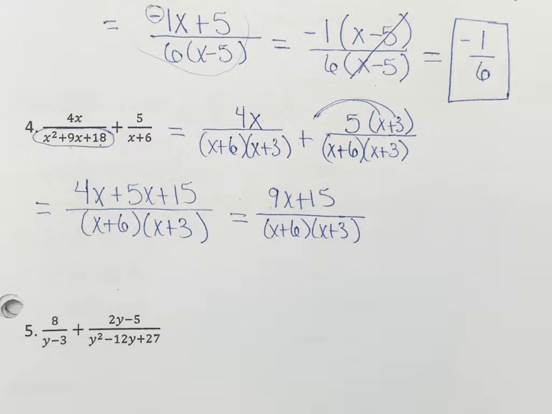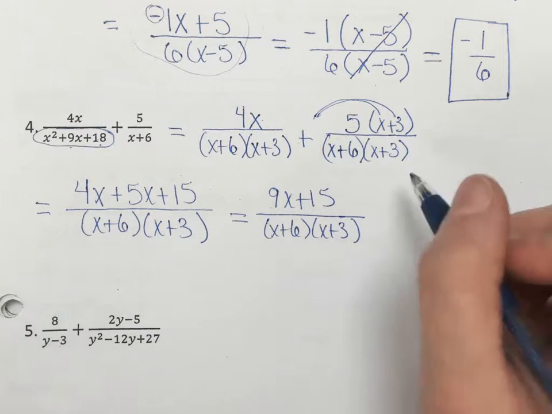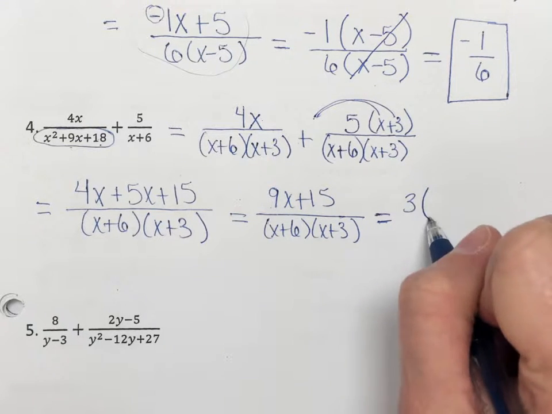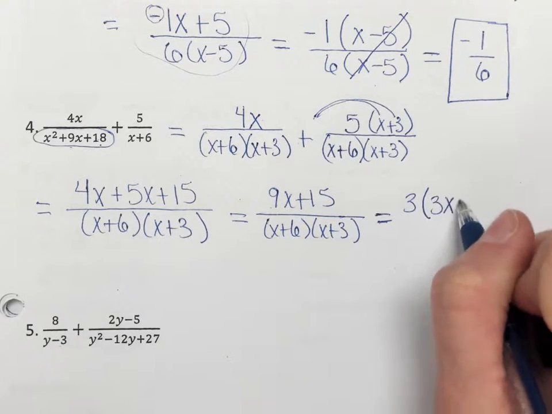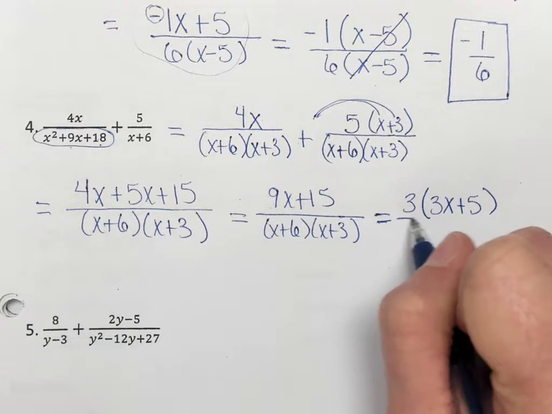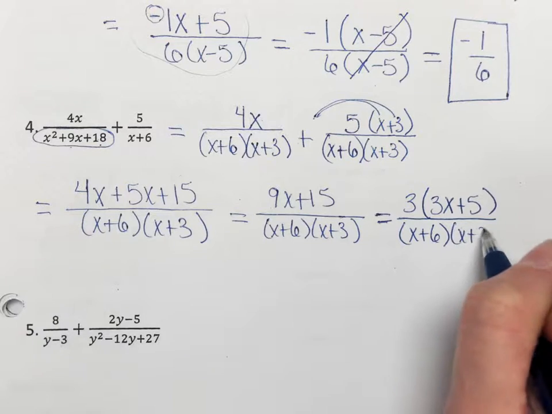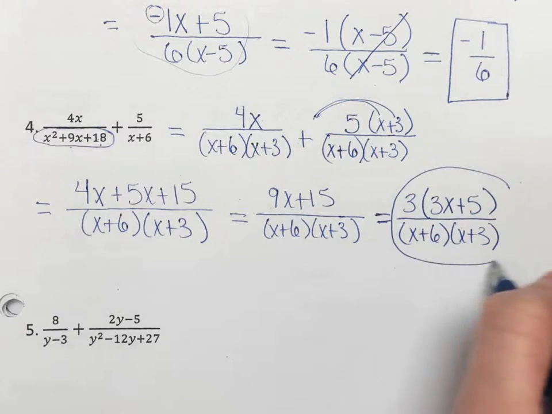Now, that is not wrong, ladies and gentlemen, but you're hoping and praying that something will reduce. So, do you see something that I could do? 9x plus 15. What can I do, Gracie? I can pull out how much? 3. Very good. Which leaves me with 3x plus 5. And unfortunately, nothing will cancel. So, either one of those is correct.